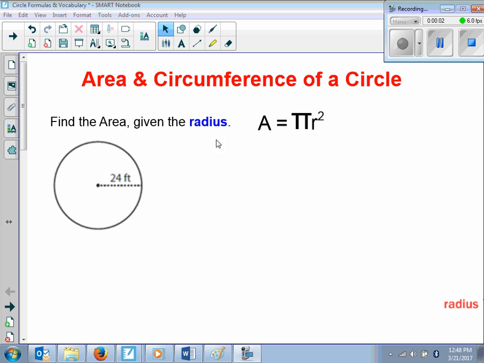So today we're looking at area and circumference of a circle. All right, so for the first example, it says find the area given the radius. Okay, so here is the formula for the area of a circle.